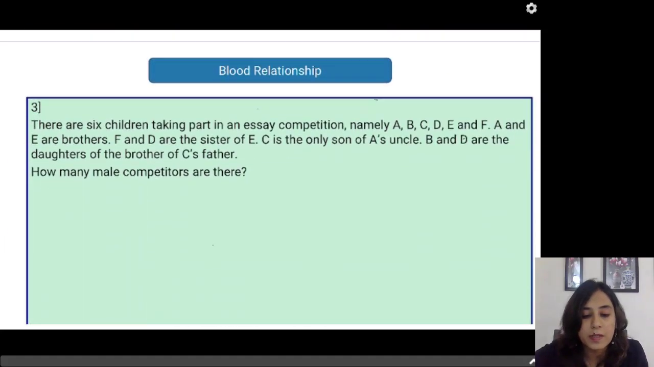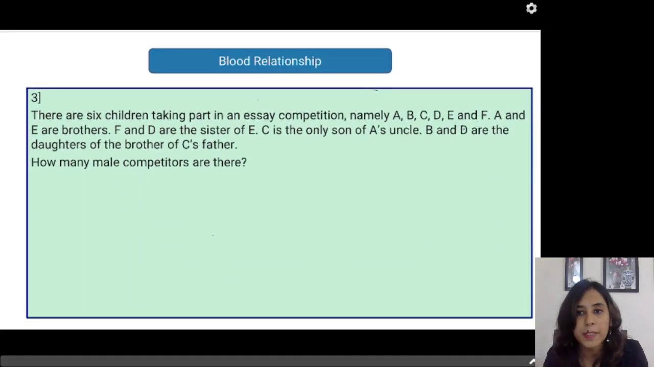Okay guys, now let's turn to question number three. There are six children taking part in an essay competition, namely A, B, C, D, E, and F. A and E are brothers, F and D are sisters of E, C is the only son of A's uncle, B and D are daughters of the brother of C's father. How many male competitors are there? So guys, your time starts now.